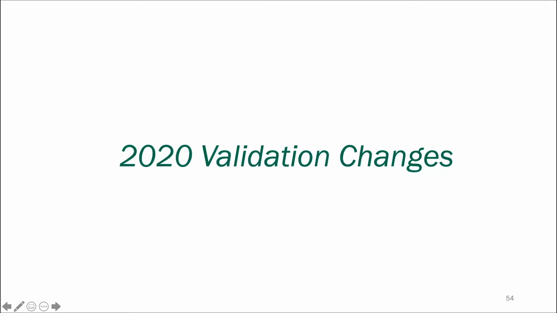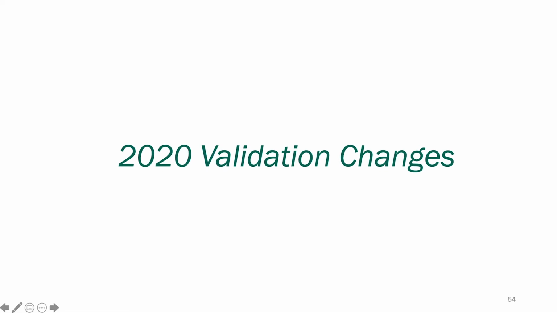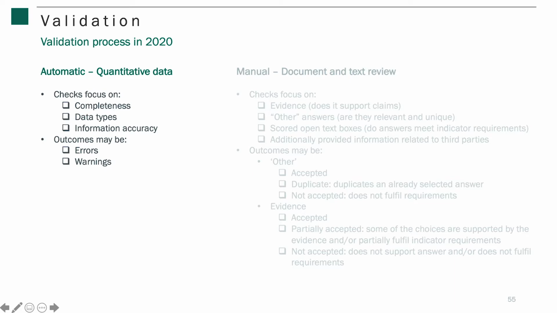We'll now take a brief look at the changes in the validation process in 2020. There are two kinds of validation in 2020. First, there is automatic validation, which is completed as participants enter data in the portal. Error warnings will be displayed if the entered data does not meet requirements. For example, all data entered in the performance tables in the performance component must be absolute. That is to say, no negative numbers may be put in.